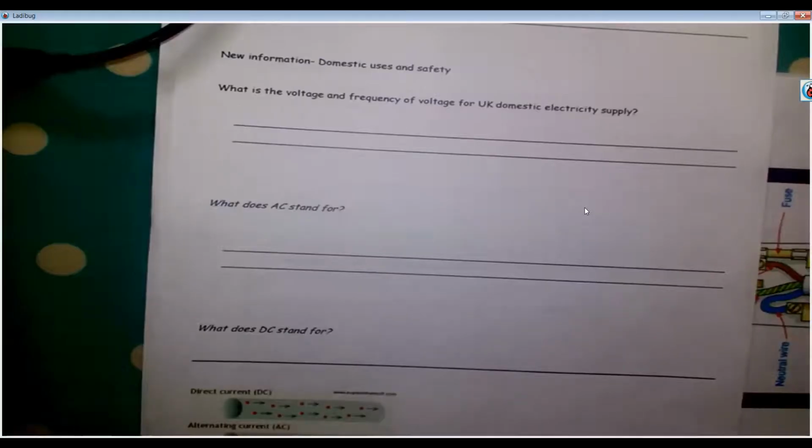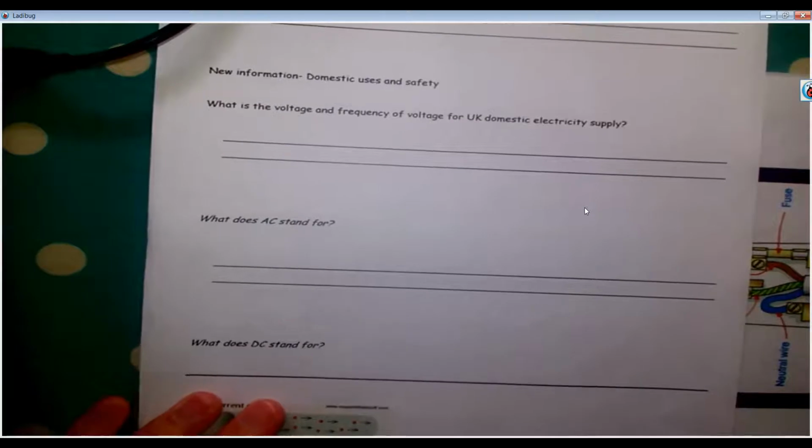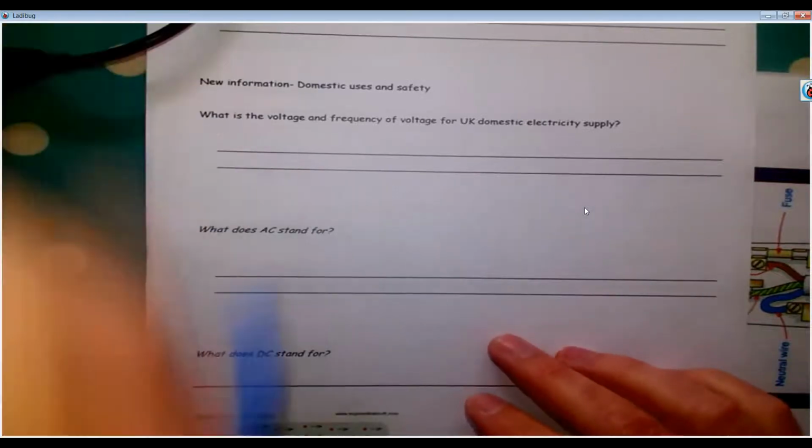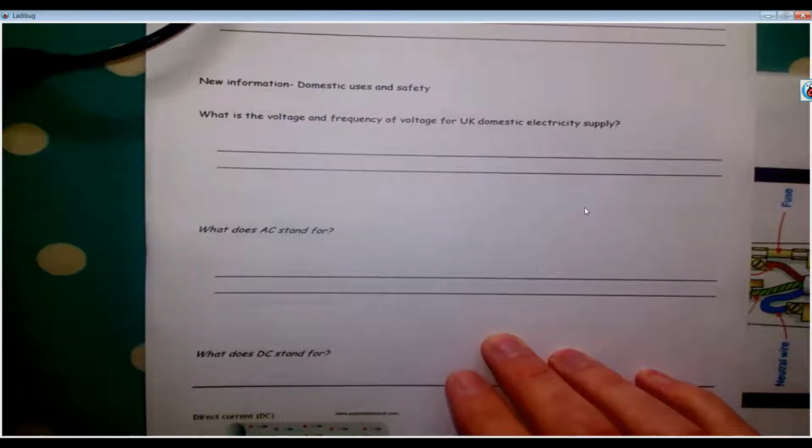Okay, new learning then. So the first bit of new learning that we're going to do is on alternating and direct current. So I'm going to do a little bit of modeling under the camera for that. Okay, so new information. What is the voltage and frequency of voltage for UK domestic electricity supply? So get your pen, paper out, write down a few notes on this, please.